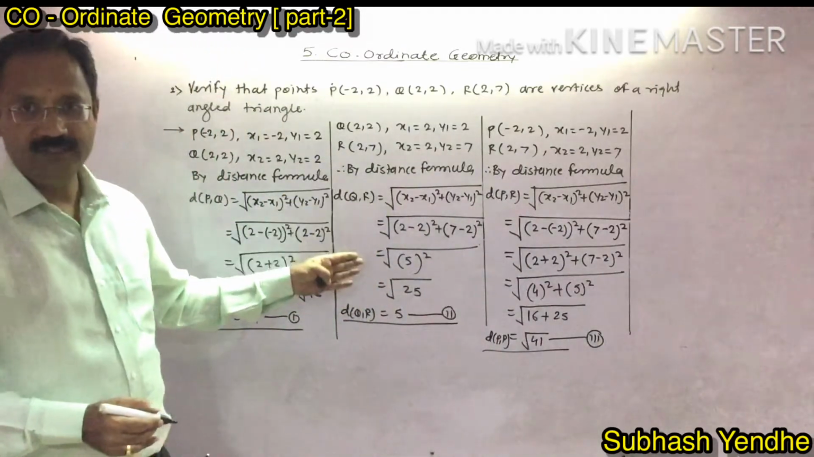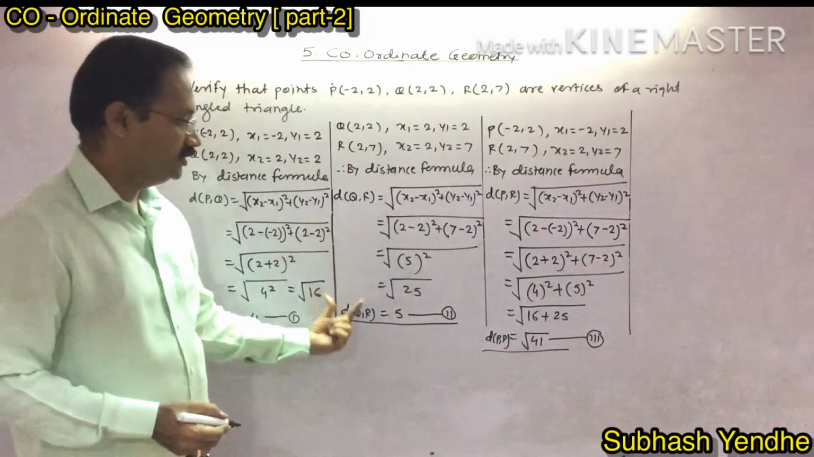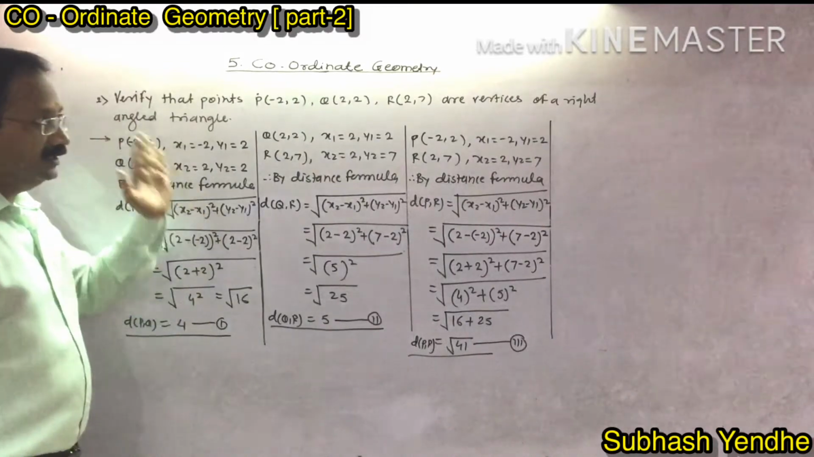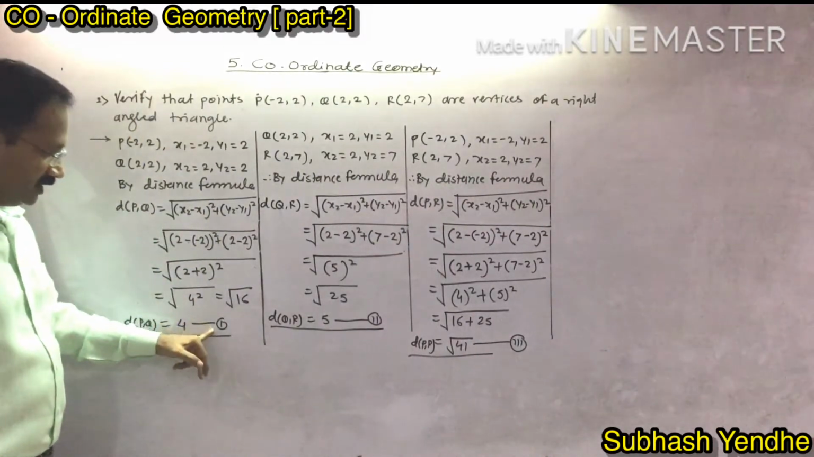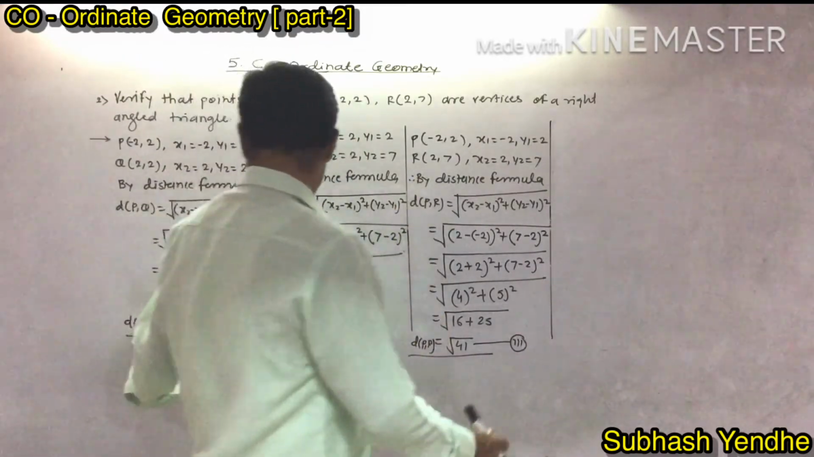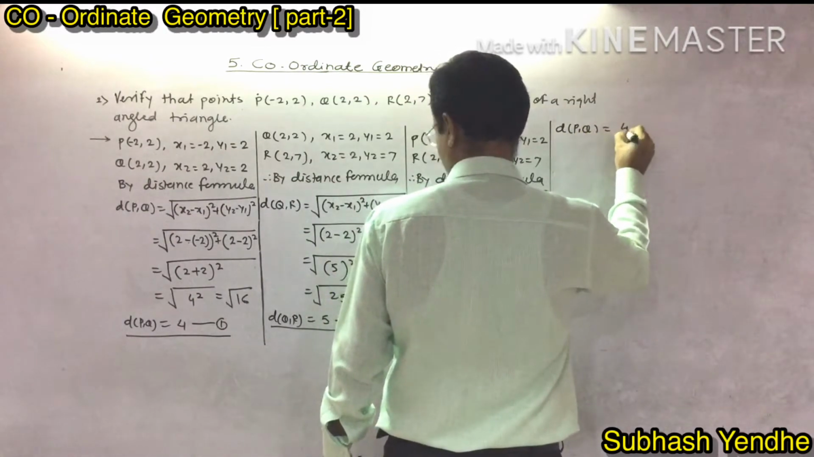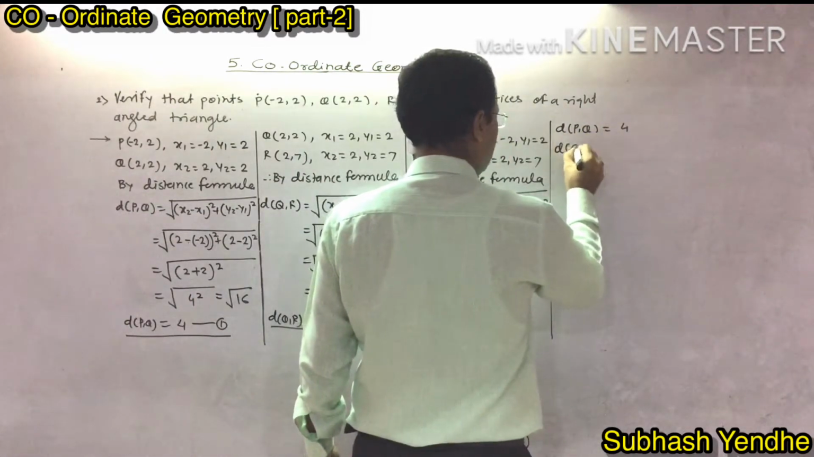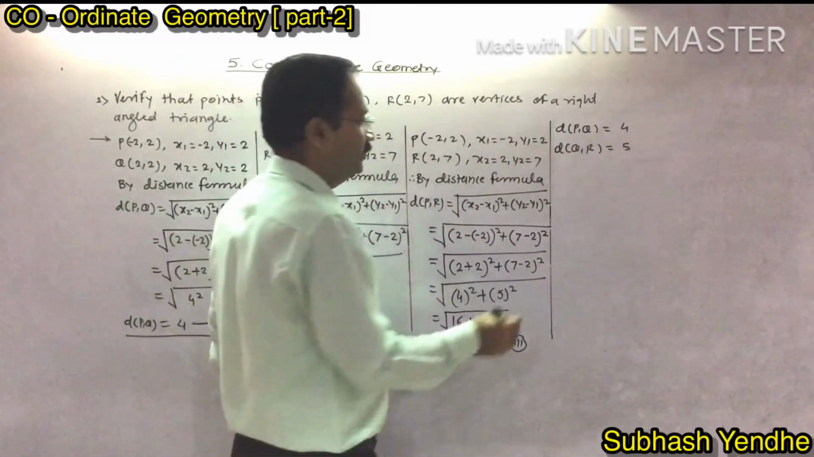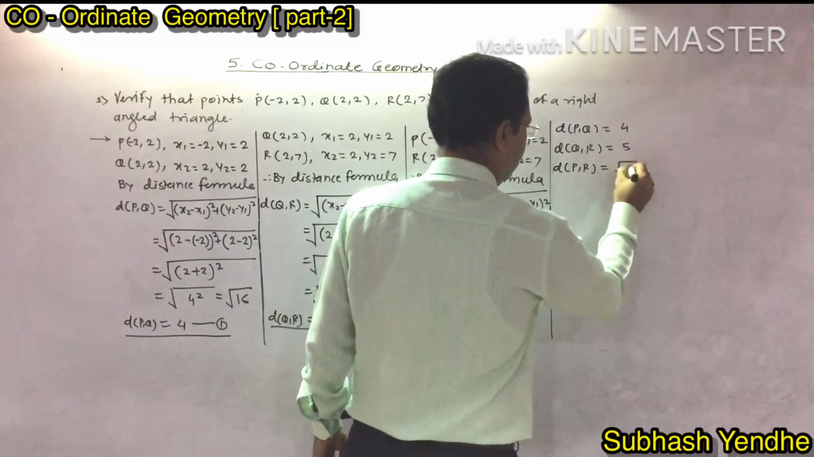Now let's see on the sides of PQ, QR and PR. Let's show it is a right angle triangle. So equation 1, 2 and 3. I am going to write the values of all three. Distance PQ equals 4. Distance QR equals 5. And distance PR equals root 41.